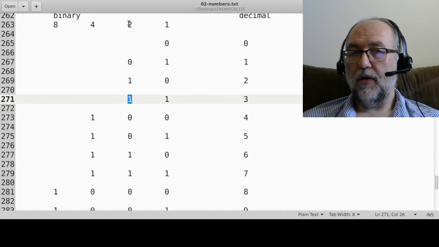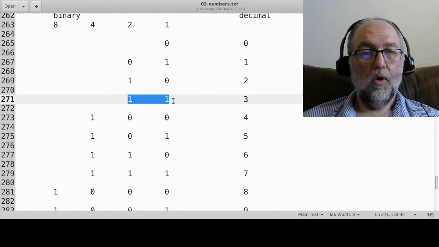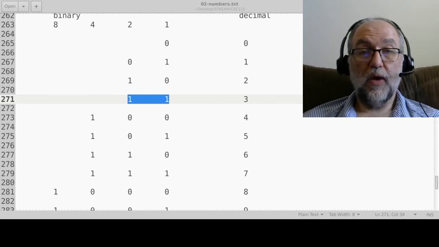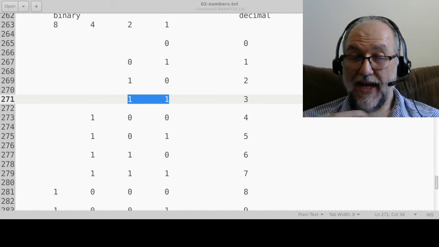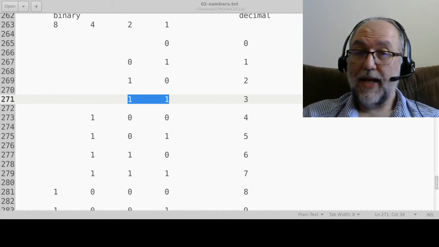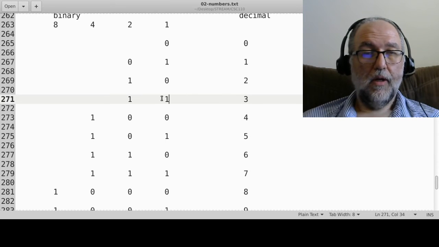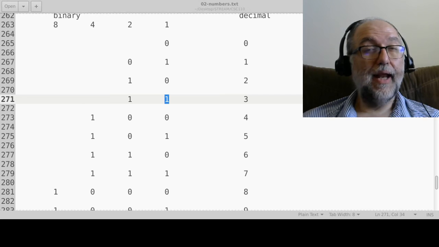But in binary, that column is the 2's column. Okay, good. So 1 1 is 3. Now what? This is kind of like our 99 in decimal. What do I mean by that? Well, 1 is at the end of the line, and you have to cycle over and bump the next column up. So you take a look at that 1 and ask, what's the next number?